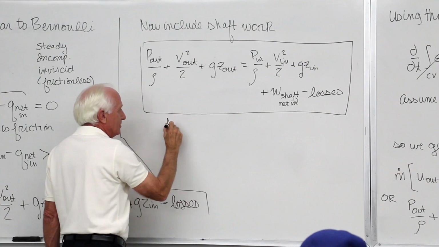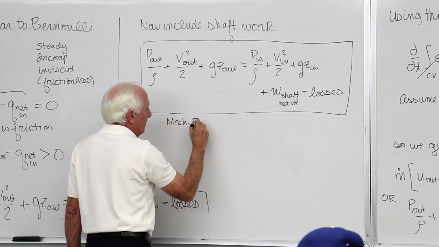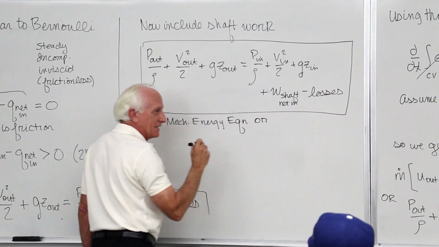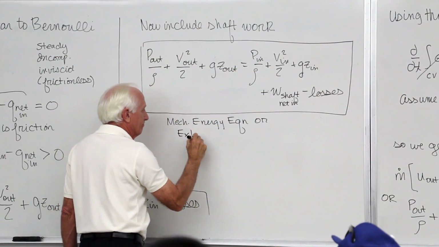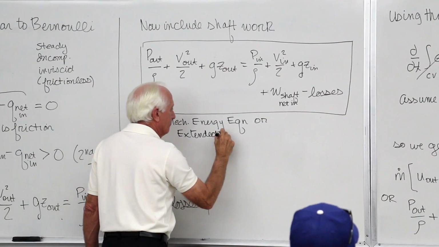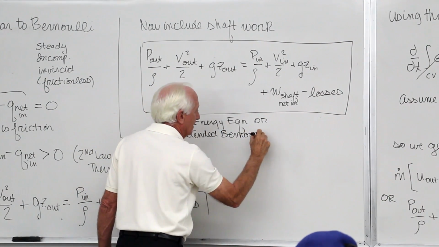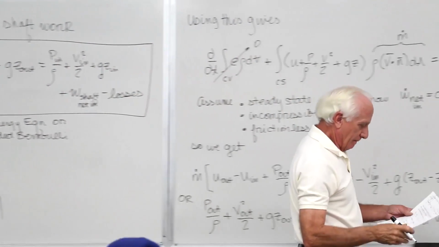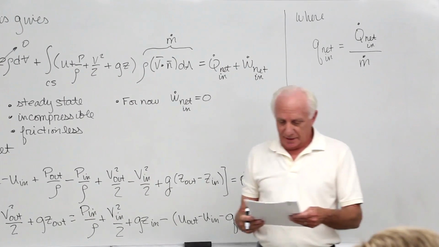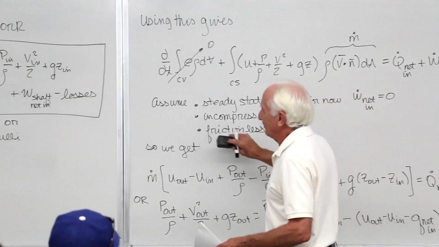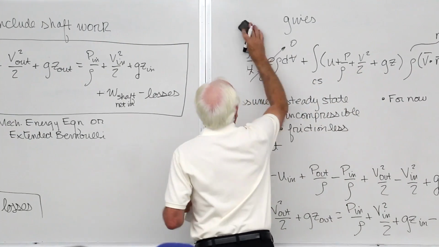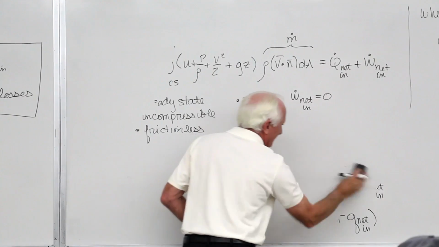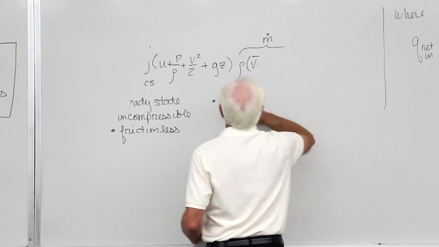Sometimes it's called the mechanical energy equation. Sometimes it's called the extended Bernoulli equation, because it includes now losses and work. That's why it's called the extended Bernoulli's. And now, once we've got that basic equation, now we start to look at different forms of it. Okay, so let's take a look at the first form.